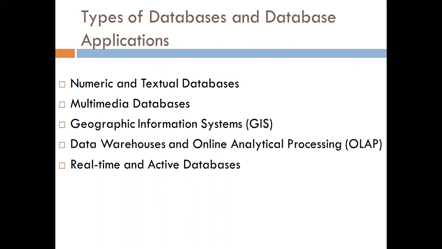Numeric means the numbers are stored. So it may be a mixture of numbers and text. In yesterday's example, we saw how we typed the subjects followed by the marks in the chat window. Such kinds of things are called textual databases. Here we are talking about the database, not the database management system, because the management system is software. Database is a collection of data.